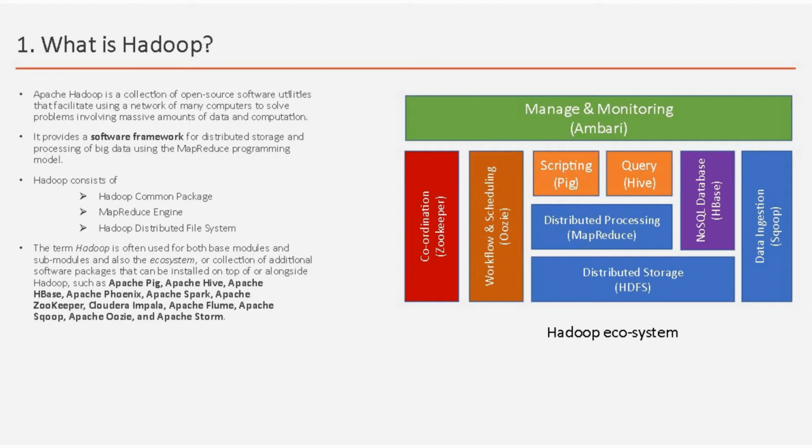So it comprises two things mainly. First is HDFS, a distributed storage file system, and for processing it uses MapReduce. Hadoop consists of Hadoop Common packages, which are libraries and utilities used by MapReduce or HDFS. Second is the processing engine, that is MapReduce. Third is the distributed file system, which is the Hadoop Distributed File System.